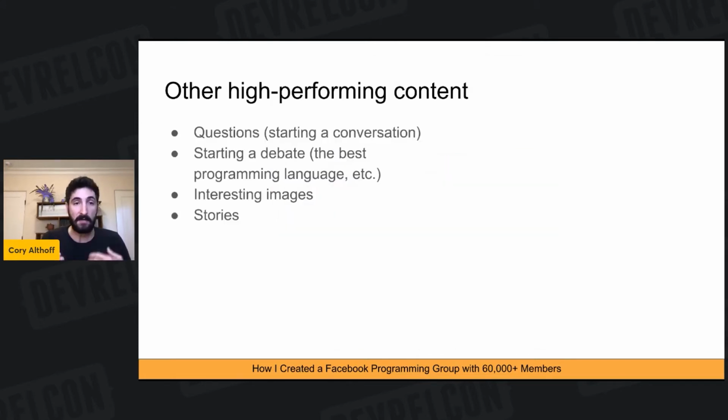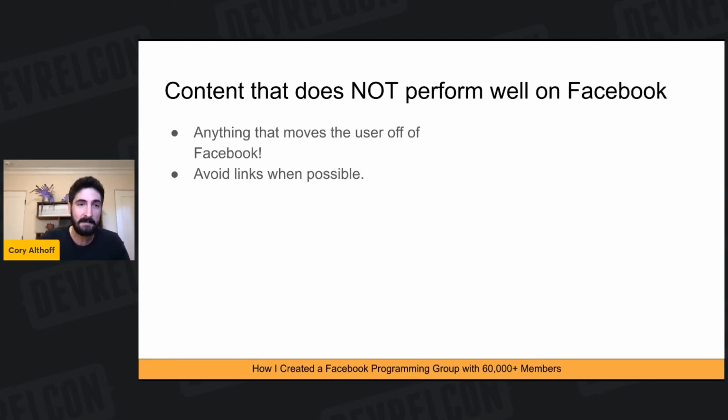And other types of high performing content: questions, starting any kind of conversation, starting a debate. Like I said, programmers love to debate. So anytime the best programming language comes up, the best web framework, any of that stuff always does really well. Interesting images and then telling a story. Humans are wired to respond to stories. So try to use as many stories as you can.